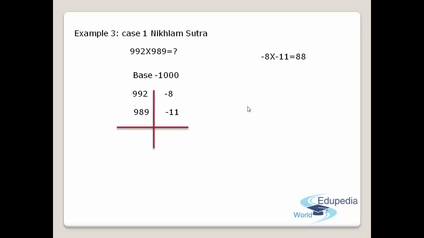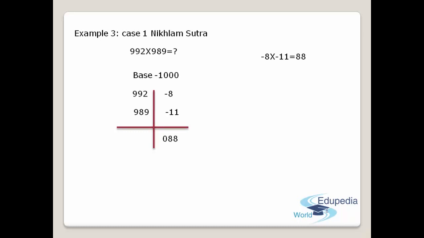We write that 88 below in the right column like this. You can observe I have placed a 0 in front of 88. Why? Because the number of digits in the product is only 2, but the number of zeros in the base is 3. The counts are not equal, so to make them equal, I have placed a 0 in front of 88.